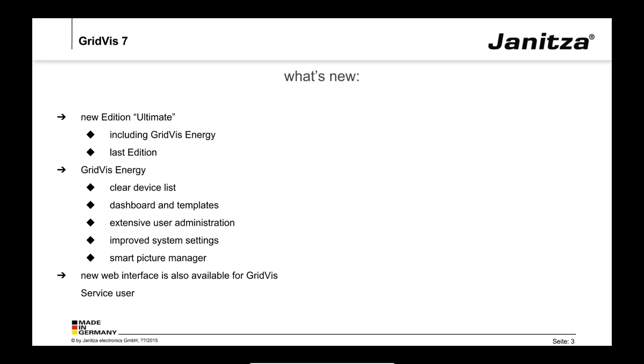Yes, the new web interface is also available for GridVis Service users. GridVis Service means the editions. We see in one of the next overviews the different editions, and there you can see, okay, we have the service and now a new edition Ultimate, and the web interface is for both the same. Only the menus and structure are a little bit different.